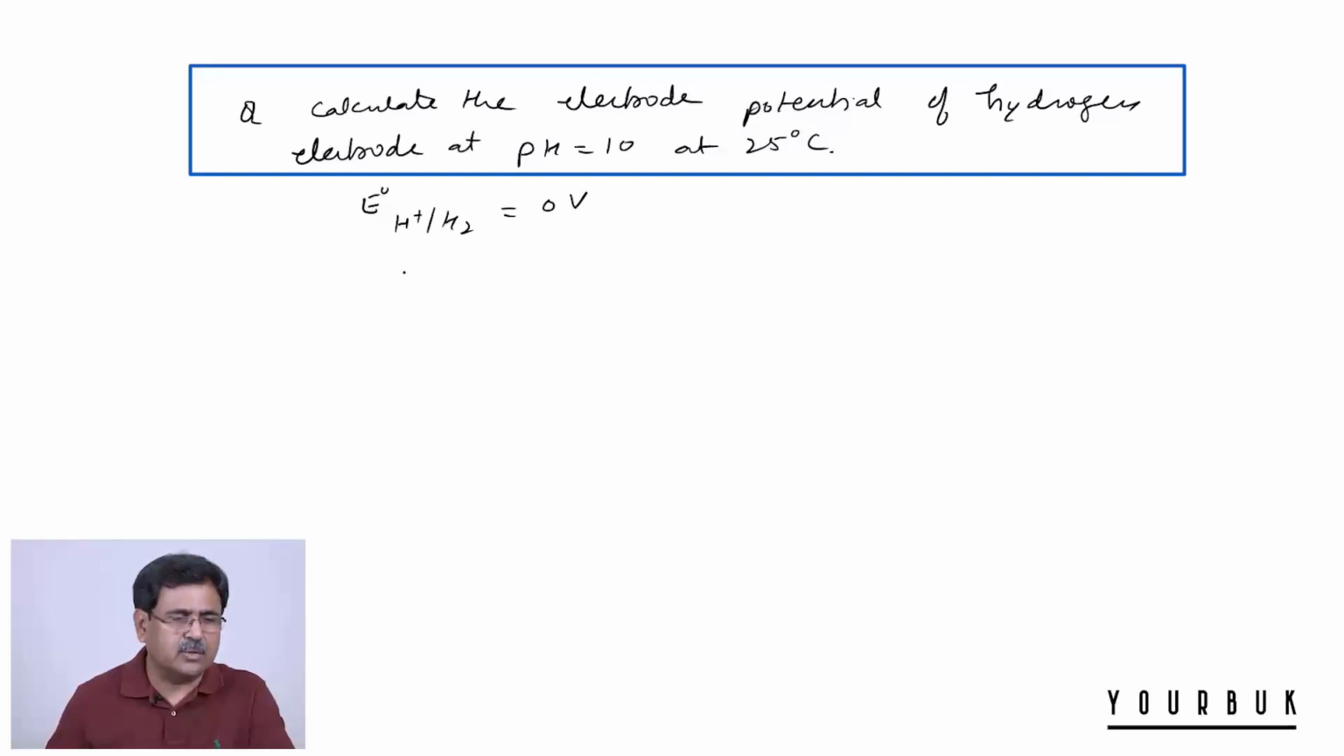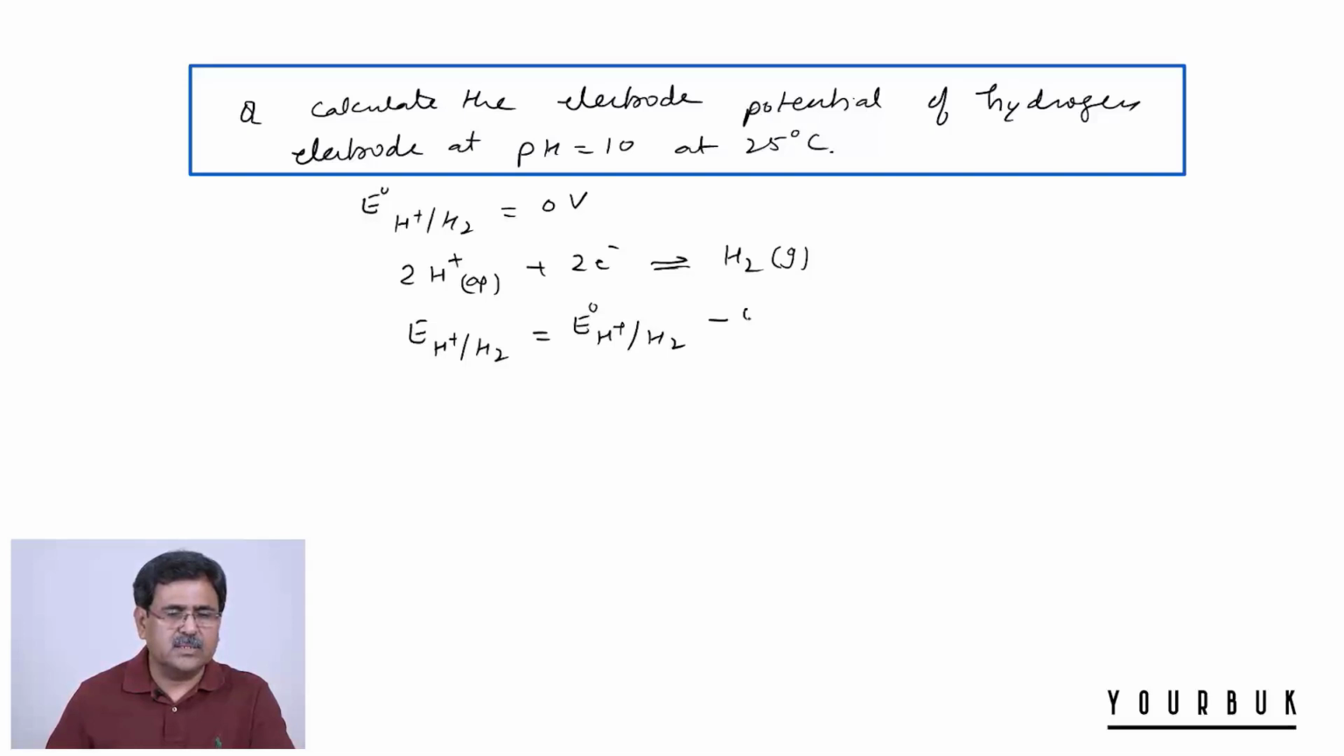Our aim is to find out the electrode potential of this electrode: 2H+ ion plus 2 electrons gives H2 gas. Now we write the Nernst equation for this. E of H+ / H2 is equal to E degree of H+ / H2 minus 0.059 upon n, in this case 2, log of 1 upon H+ ion concentration raised to the power 2, and the pressure of hydrogen gas is taken as 1 bar. As a result, the hydrogen gas does not appear in this Nernst equation.